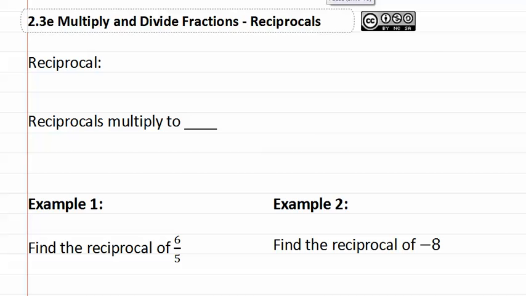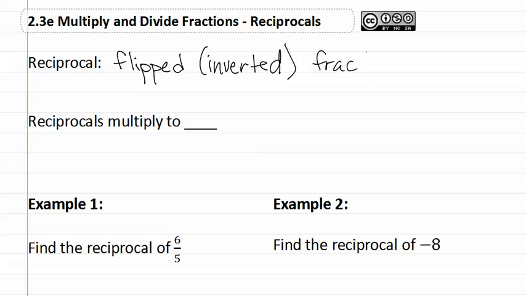2.3e, reciprocals. A reciprocal is simply a flipped or inverted fraction. When we take reciprocals and multiply them together, they will multiply to 1.